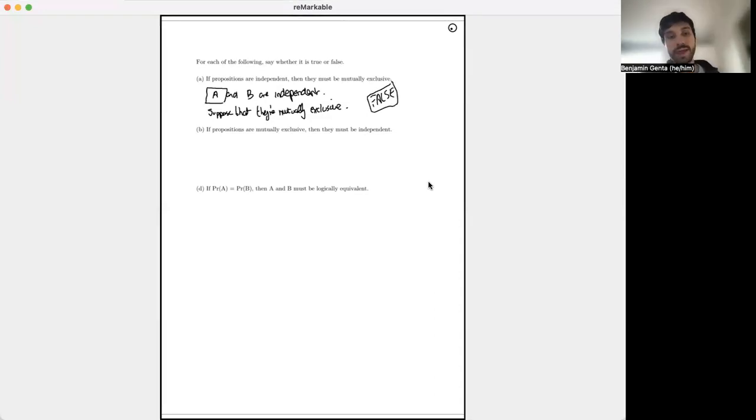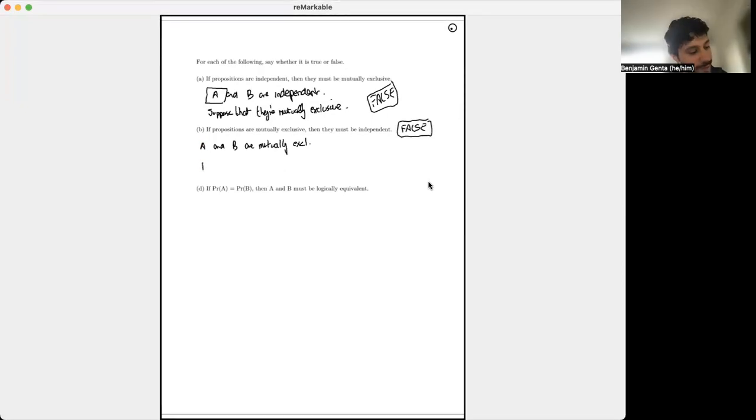So we went one way. Now let's see, if propositions are mutually exclusive, then they must be independent. Is that true or false? Actually, this one is also false. But there is a case where a proposition can be mutually exclusive and independent. It's just not always true. In fact, it's only true in a very special case. Suppose that A and B are mutually exclusive. Now you might ask, do they have to be independent?